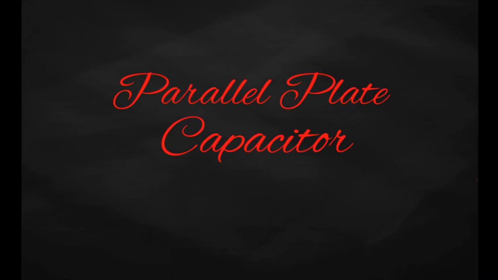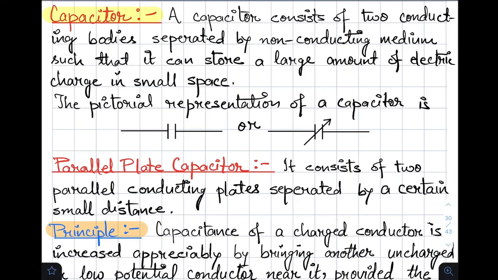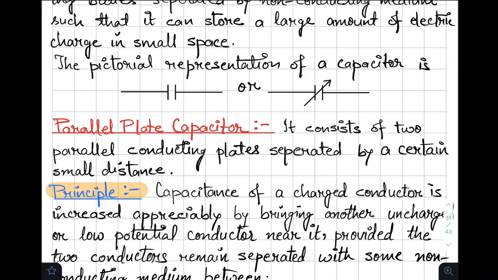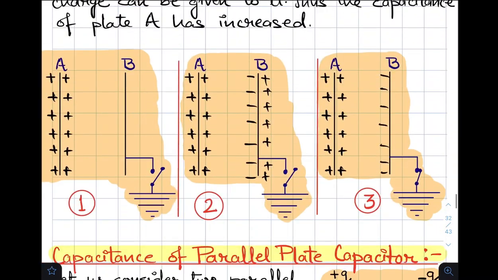Now we move on to the parallel plate capacitor. Even though capacitors are of many types, they can be spherical also, what we have in our syllabus is only the parallel plate capacitor. A parallel plate capacitor consists of two parallel conducting plates separated by a certain small distance. Let us see the diagram to understand this. So this is our arrangement of a parallel plate capacitor.